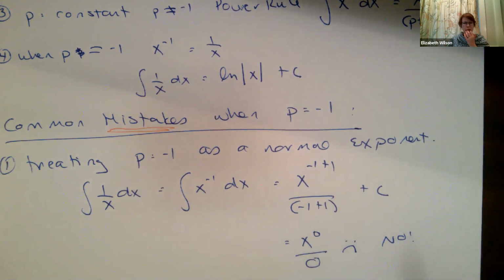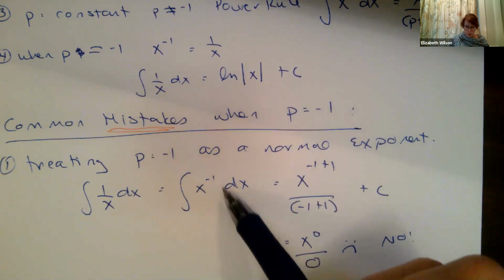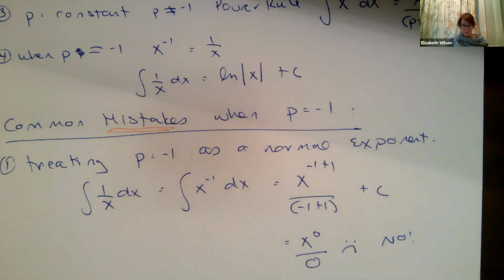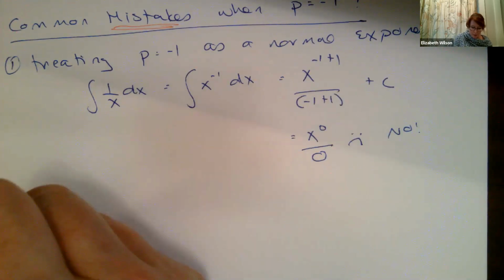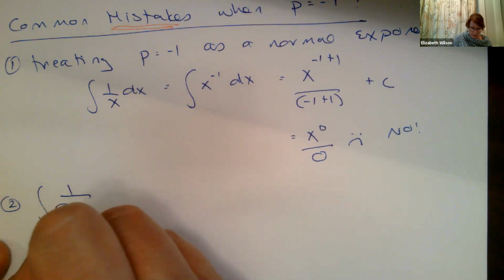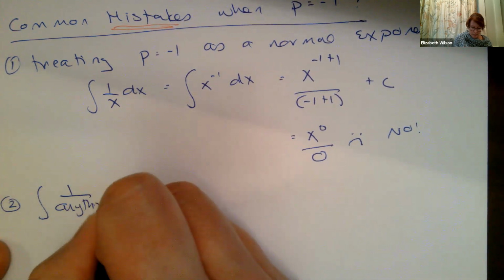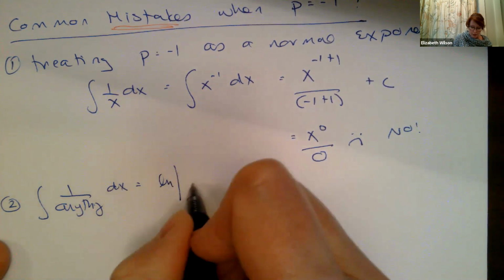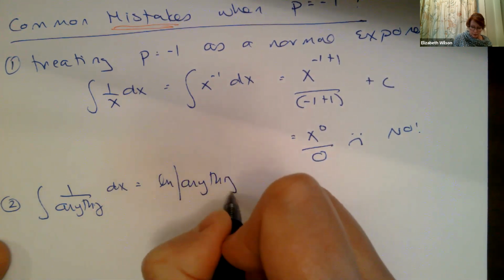And then I can see people stall on their answer. They don't know what to do, because how am I supposed to evaluate it if I get this divide by 0? If you get a divide by 0 problem, go back and check it. You could be dealing with this case. So remember, the integral of 1 over x is the natural log of x. The other common mistake is thinking that the integral of 1 over anything dx equals the natural log of the absolute value of anything plus c.